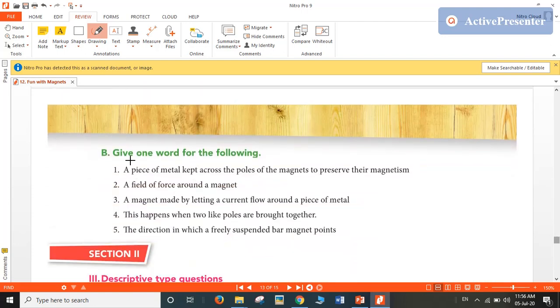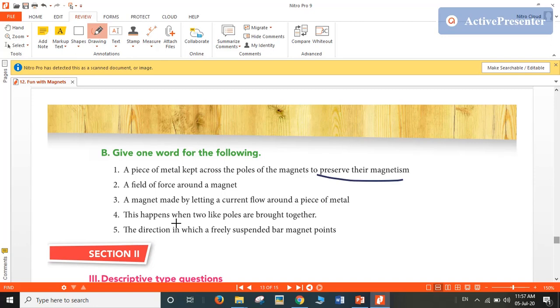Then give one word for the following. A piece of metal kept across the poles of magnets to preserve their magnetism. So this piece of metal to preserve their magnetism, what is it called? It is called keepers, which is used to preserve horseshoe magnet. Second, a field of force around a magnet is called magnetic field. Third, a magnet made by letting a current flow around a piece of metal is called electromagnet. So electromagnet is made by flowing an electric current through the piece of metal.